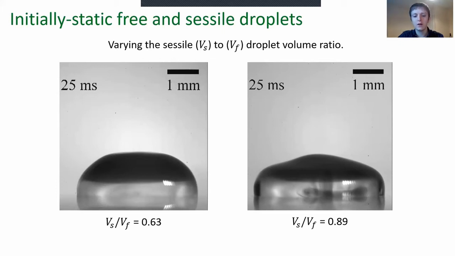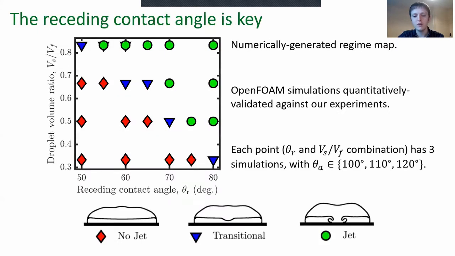Now, let's think about the substrate wettability, which we can very easily vary numerically. In the numerical simulations within this work, we use a customized version of the interFoam solver in OpenFOAM and the Kistler dynamic contact angle model with contact angle hysteresis. The simulations were meticulously quantitatively validated against our experiments, including the ones that I showed you on the previous slide.